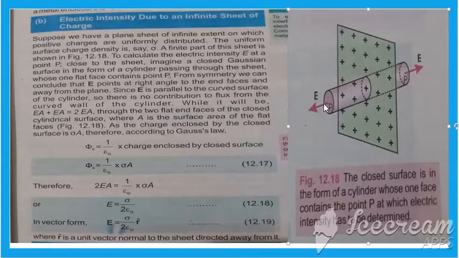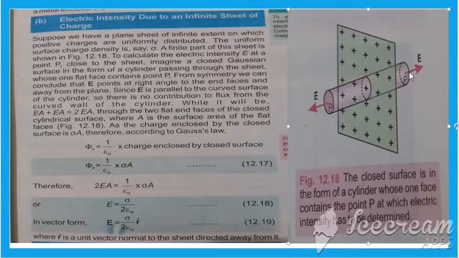Look at the electric field vector. The direction of the electric field vector, or electric intensity, is perpendicular to this flat end face. And also on the other side, it is perpendicular to the flat end face, and it is in the outward direction because electric field lines are radiating outward from the positive charge. This is the positive charge. These electric field lines are coming out of the positive charge. That's why this electric field vector is in this direction, which is away from this sheet of charge.